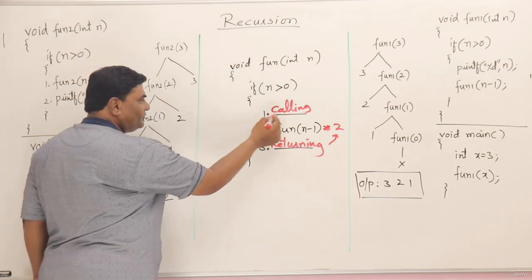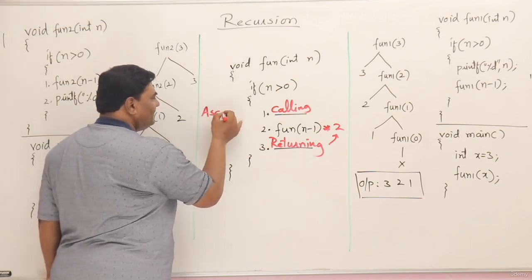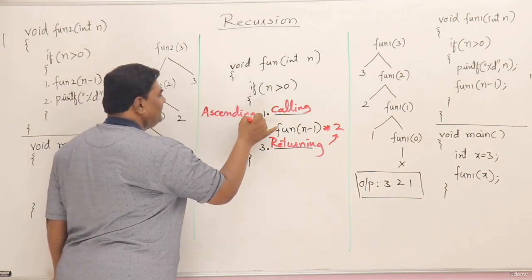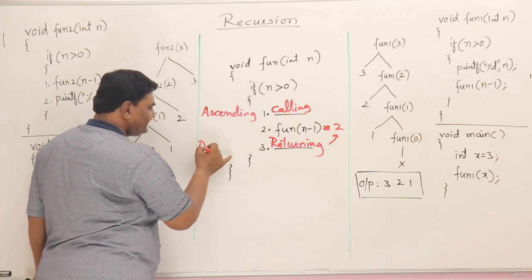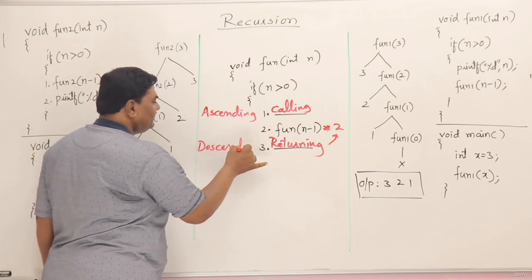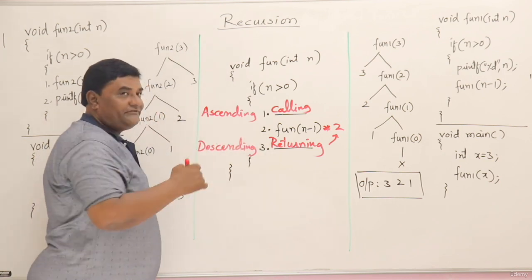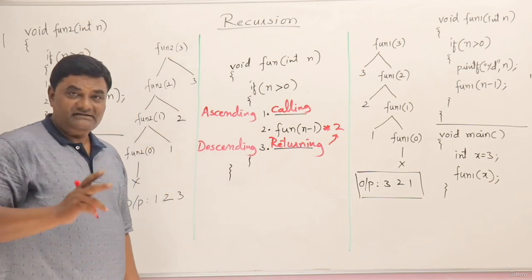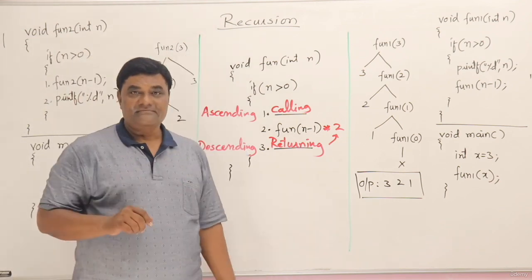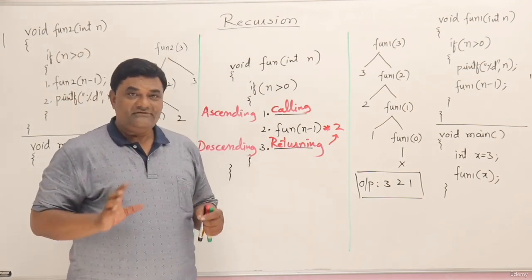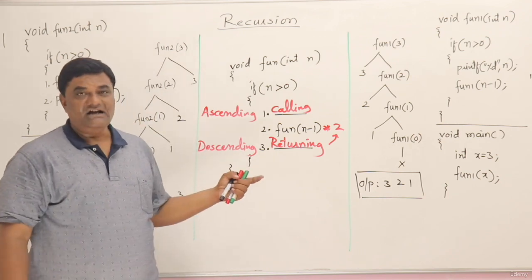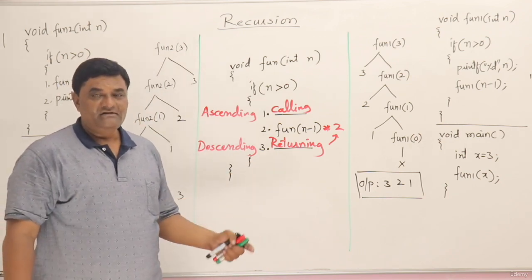So we can call this portion ascending, and this we can call descending. So recursive functions have two phases, that are ascending and descending. The main important thing that we have learned now is that a recursion will have two phases.